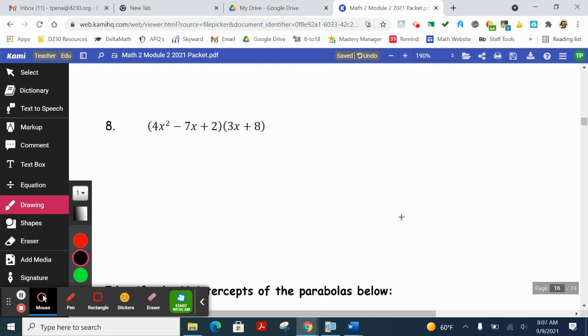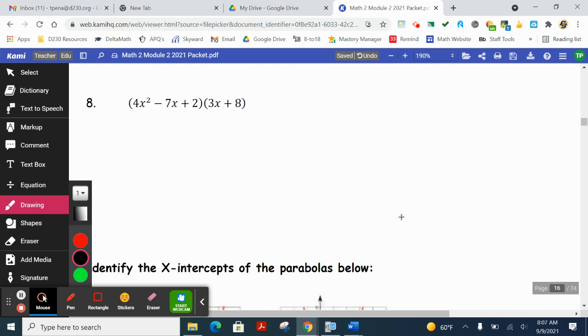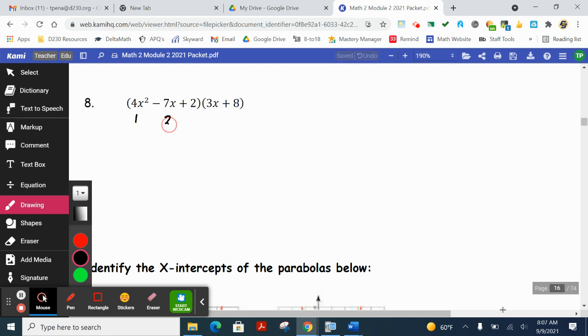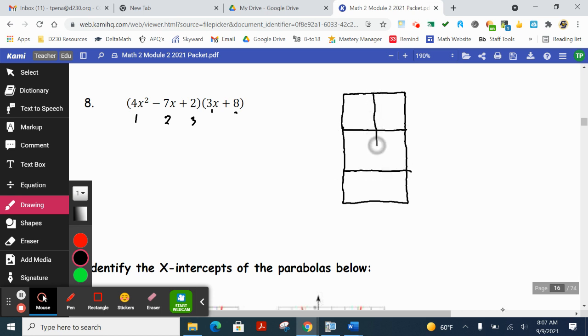This one I do want to set up the area method just so we see how this would play out. But understand how this one is now a little bit different. This is now, you have 1, 2, 3 terms, and it's being multiplied by 1, 2 terms. So when we set this up, do it this way. So draw it vertically a little longer. And then break this into thirds, and then cut those in half.